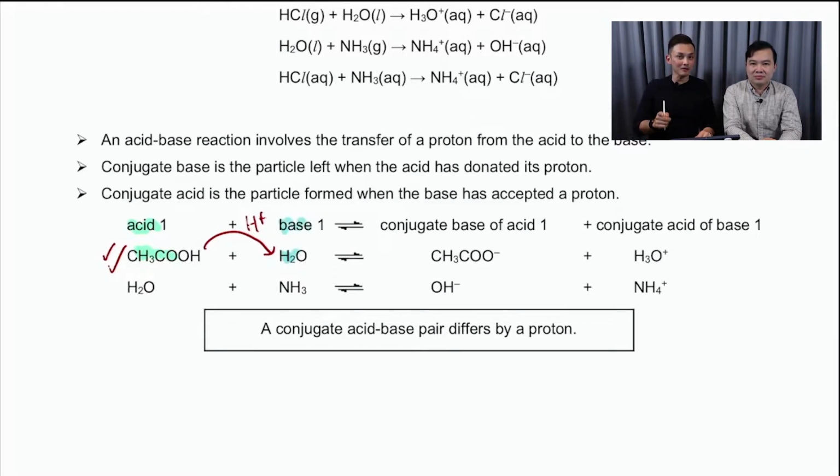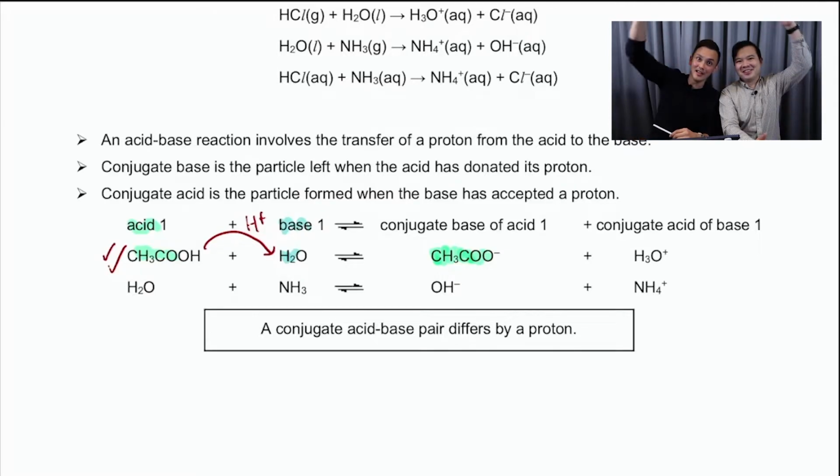Now, another thing you want to focus on is the products after they have received the proton or lost the proton. If you look at ethanoic acid, you'll notice that the product is CH3COO-, and it looks like they occur in a pair. So when things occur in a pair, we term them as conjugates.